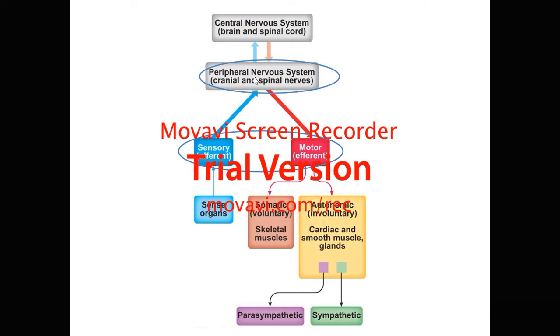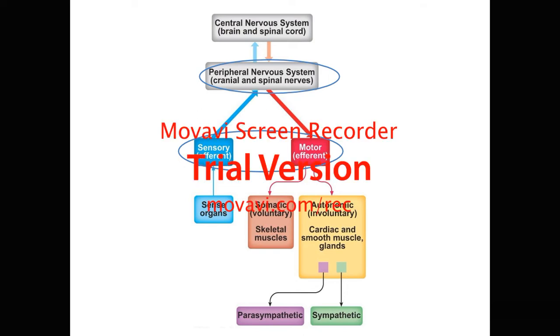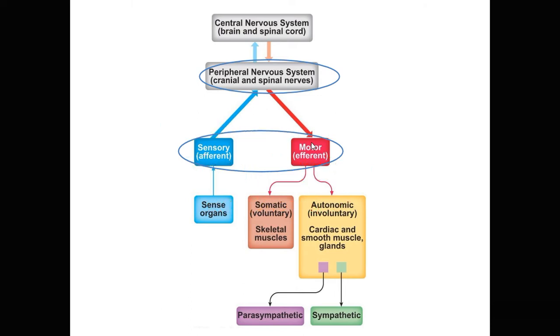All right, and you see information is coming from your sensory organs, afferent sensory information going to the peripheral nervous system, then continuing to the central nervous system. The central nervous system integrates and processes the information, decides what to do, and sends out an efferent motor signal to the peripheral nervous system. Then the peripheral nervous system continues the motor efferent signal either to somatic skeletal muscles or autonomic smooth muscles, cardiac muscles, and glands.